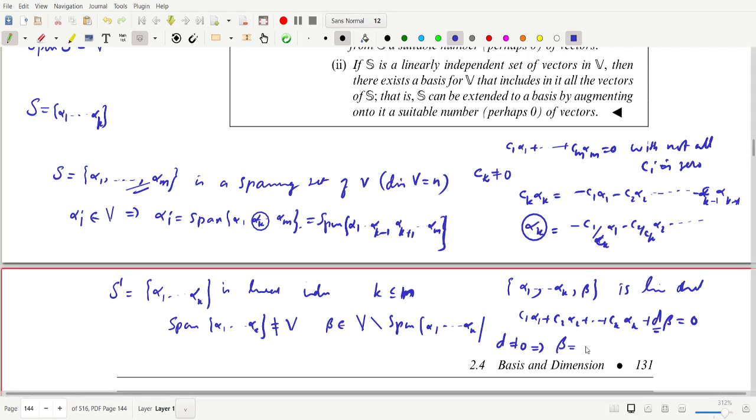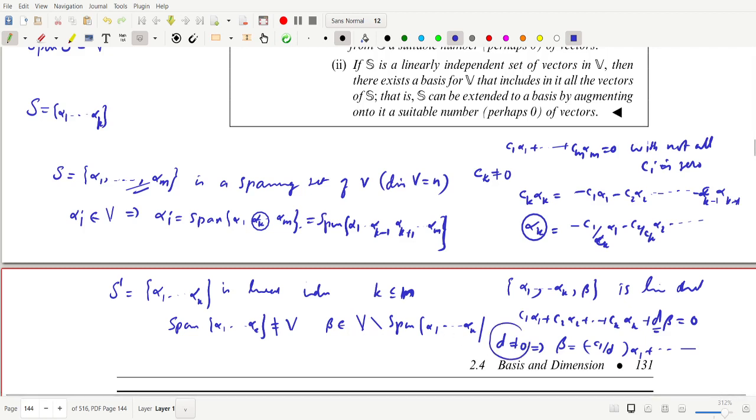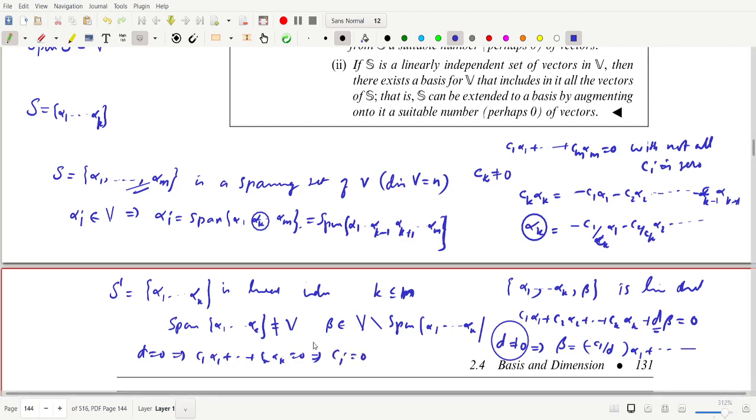can be written as a linear combination of minus c1 by d times alpha 1 plus etc. That means beta can be expressed as a linear combination of alpha 1, alpha 2, alpha k. So beta would be an element of the span of alpha 1, alpha 2, alpha k. So that is a contradiction because beta is selected from V minus this set. So we can never expect this d is non-zero. Okay, that means d equal to 0. Whenever d equal to 0, the other things, c1 alpha 1 plus etc. ck alpha k should be 0. Consequently the ci's are 0 because alpha 1, alpha 2, alpha k are linearly independent.